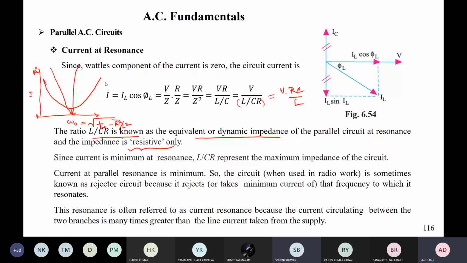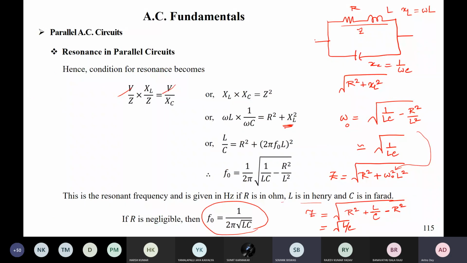So this resonance is known as the current resonance, because the current circulating between the two branches is many times greater than the line current taken from the supply, and that is for sure, because this is your line current, which is your I, and this is your IL, and this is your IC.